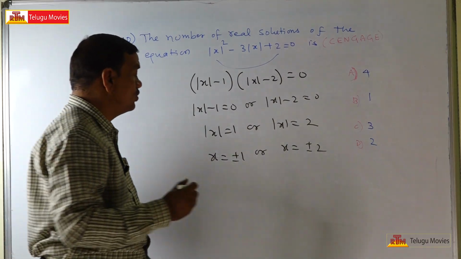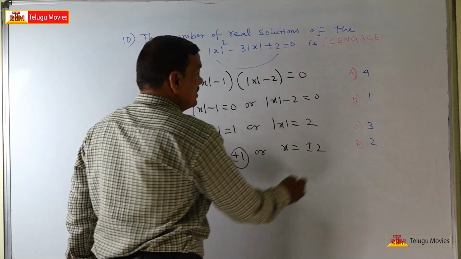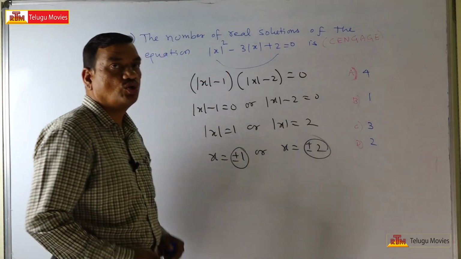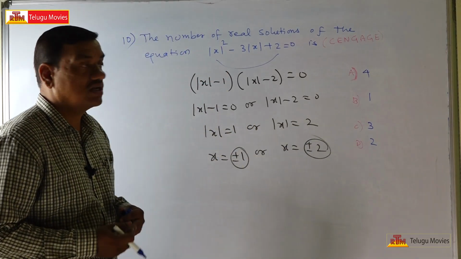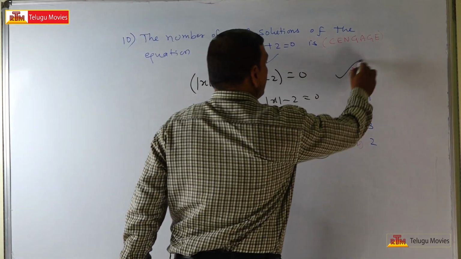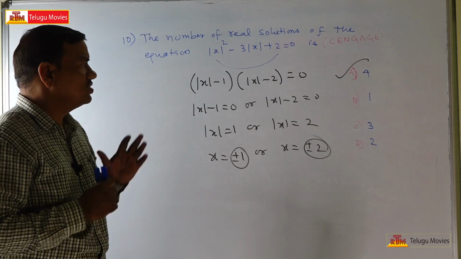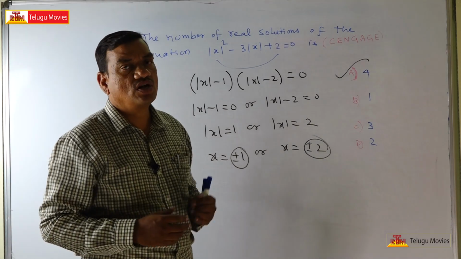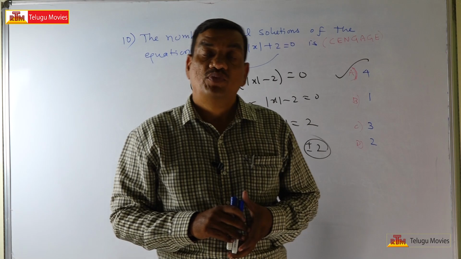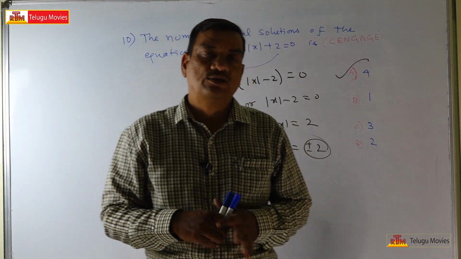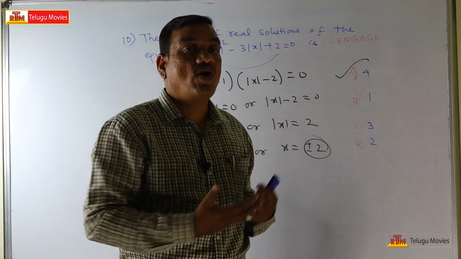So how many real solutions? Plus or minus 1, plus or minus 2, all are real numbers. In total, how many numbers are there? 4 numbers. Therefore, this equation will have 4 real solutions. Such easy problems are also given in the previous years' JEE Mains examination. So you also prepare this type of problems.